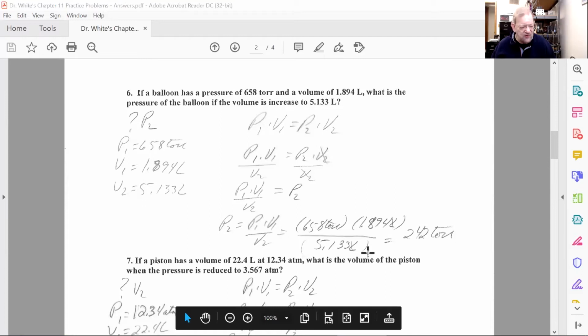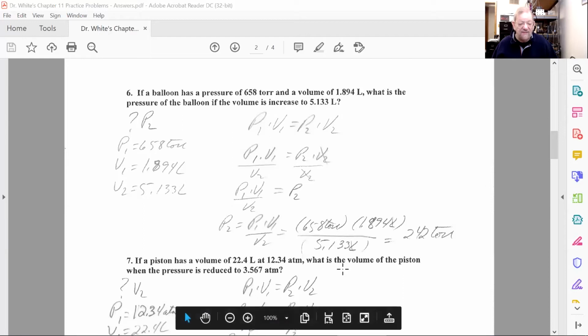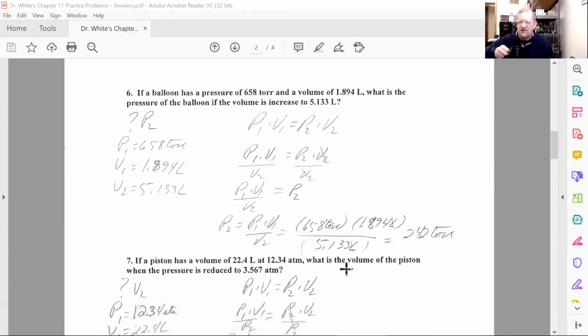Now, why don't you look at number 7 and you try it. If a piston has a volume of 22.4 liters at 12.34 atmospheres, what's the volume of the piston when the pressure is reduced to 3.567? Let's do the first step. First of all, why don't you try it on your own? I'm going to see if you're up to the challenge. I think you are.